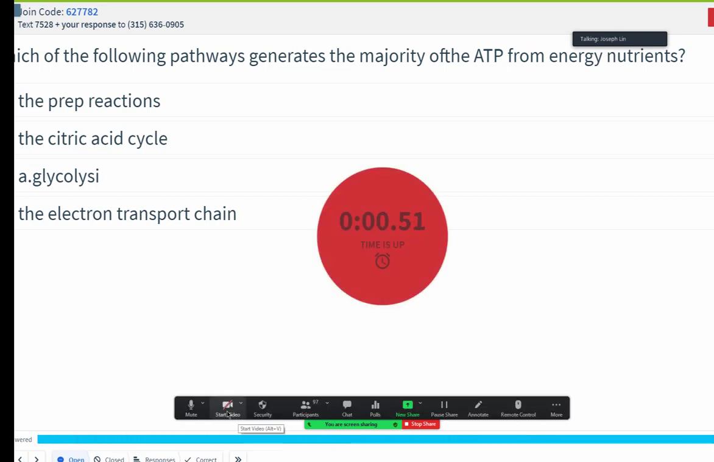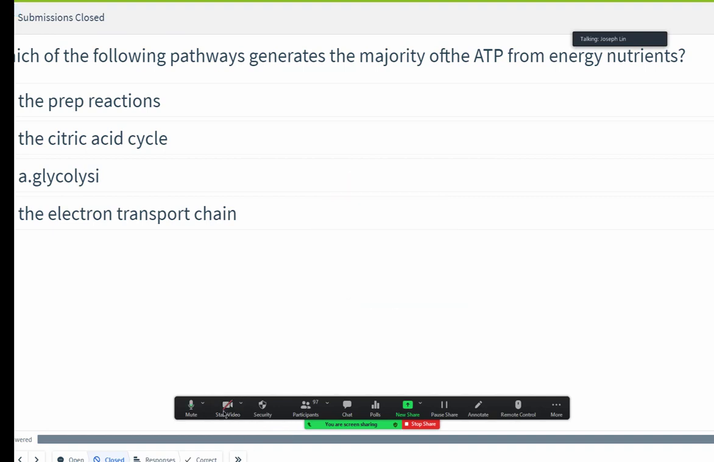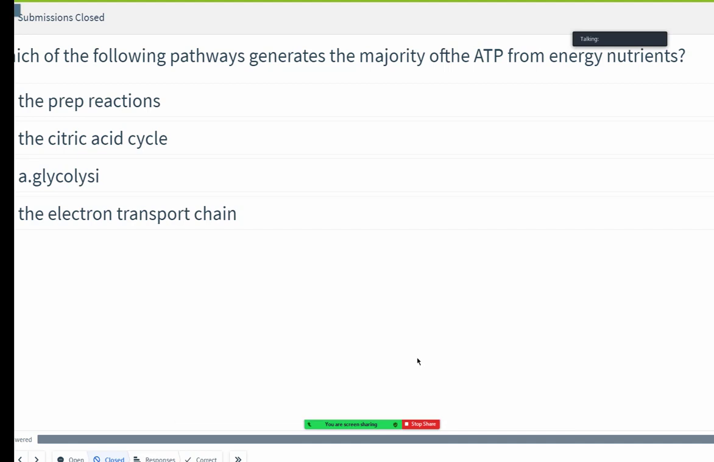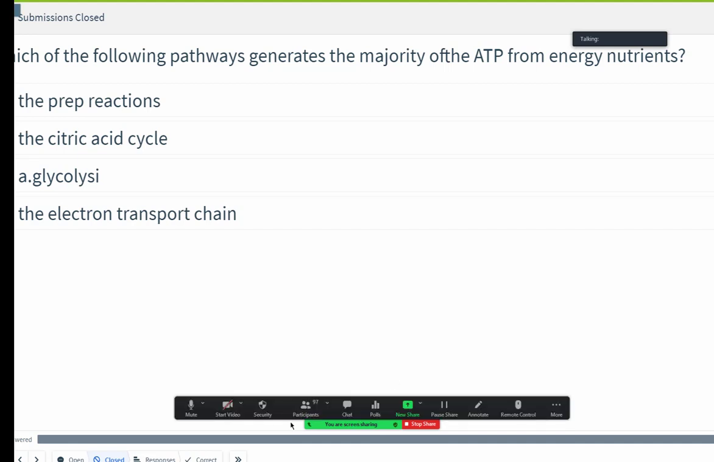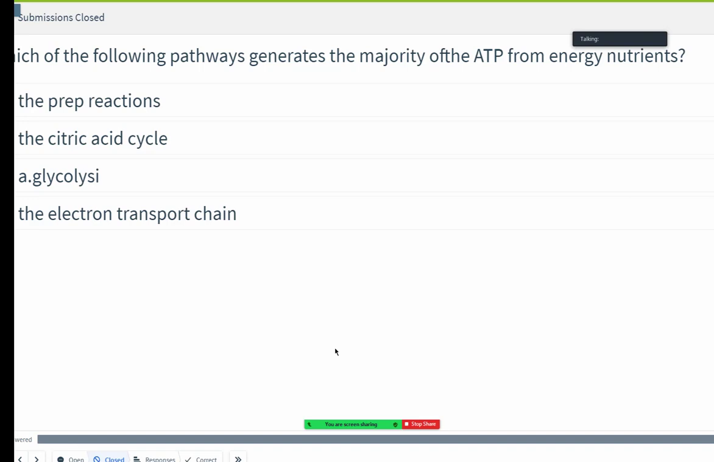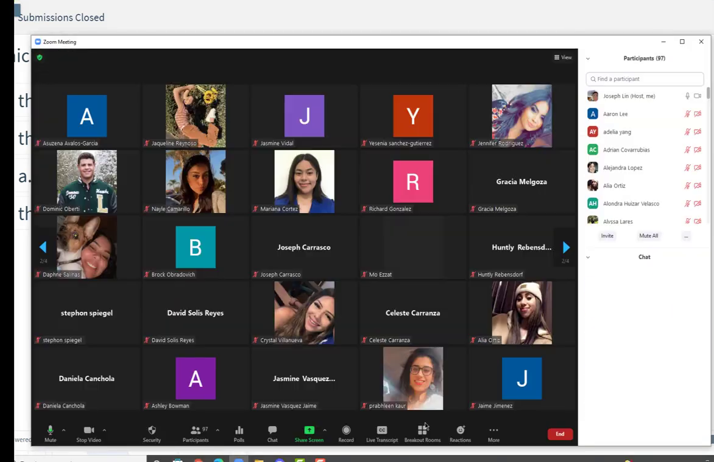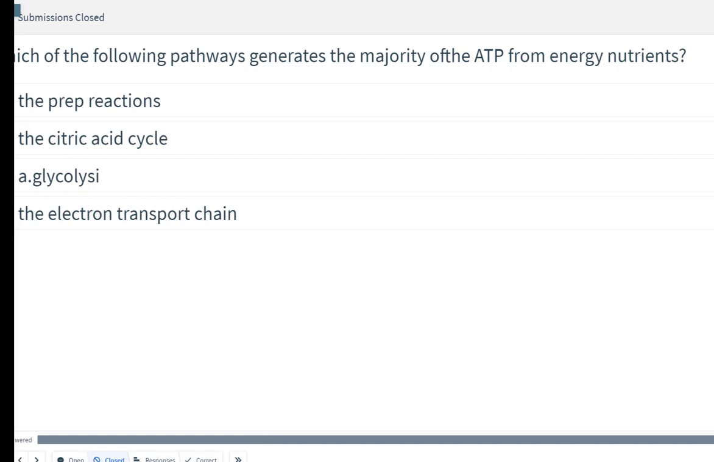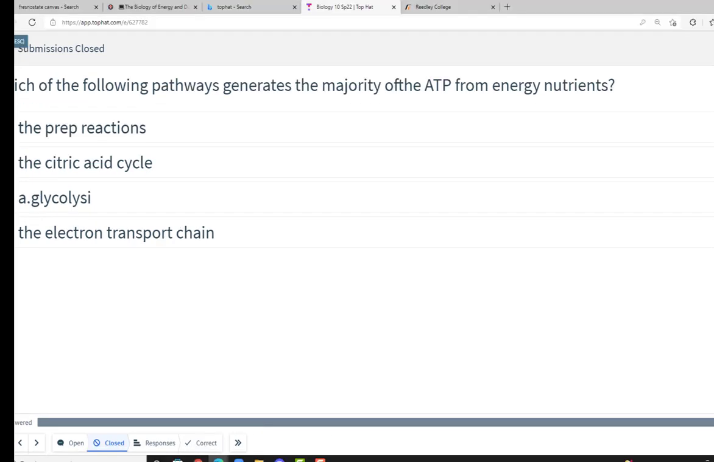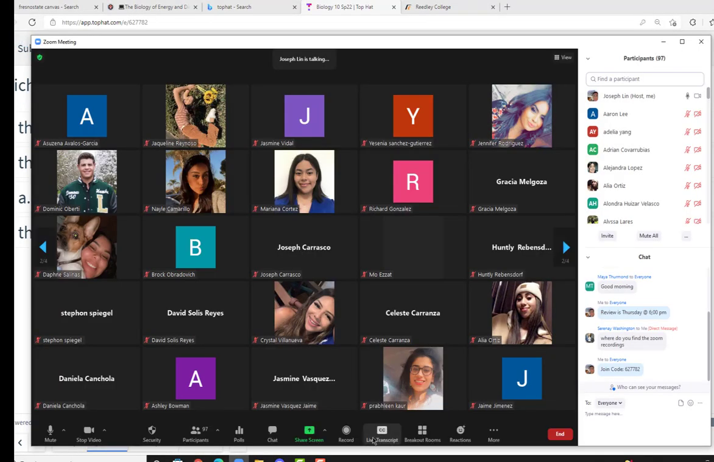I gotta restart the slider here. Try to figure out why my webcam is turning on. All right. Okay. So let's take a look. Oops, I was playing with my webcam. It didn't work.